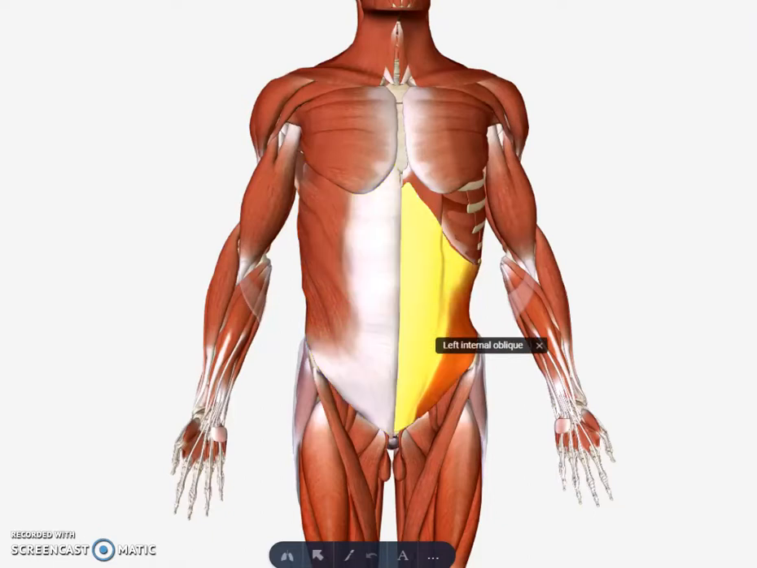This is the internal oblique. The function is lateral flexion and rotation of the torso. The origin is the iliac crest, and the insertion is the 10th to 12th ribs.